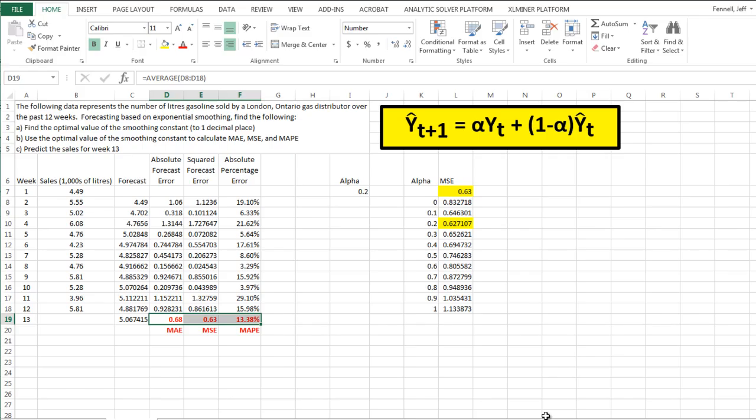and enter my final answers. The best I can get for MAE is 0.68, for MSE 0.63, for MAPE 13.38%, and my prediction for week 13 would be approximately 5,067 liters of gasoline.